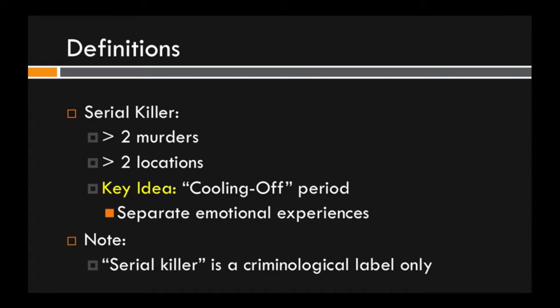The key idea to take home here is this idea of a cooling off period. This basically means that a serial killer would kill one person, experience that as one separate emotional experience, and then go and kill another person, and that's a separate emotional experience. That is the key to defining a serial killer, and it's basically what distinguishes it from a spree killer, which I'll go into in the next slide.